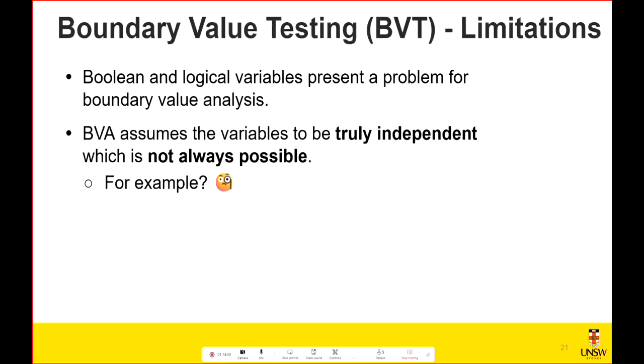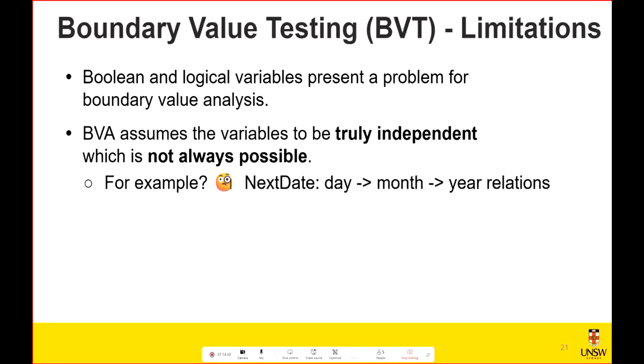And boundary value testing or analysis actually requires each of the variables to be truly independent of each other. Otherwise, if they have connections with each other, we are creating a lot of invalid test cases. So can you think of an example where variables are not truly independent? Using the examples we have used in our previous slides, can you think of an example we were using just now?